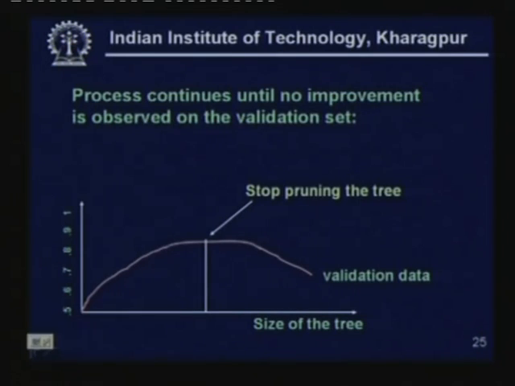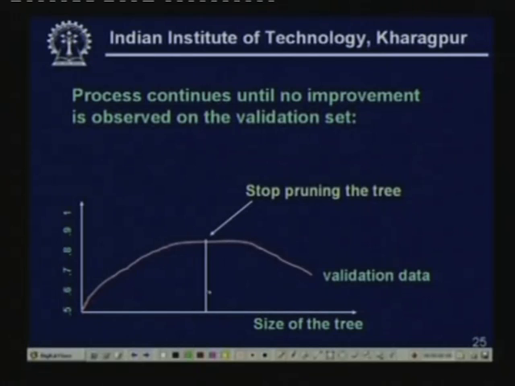So this can be illustrated by this curve. This is the size of the tree, and we find the accuracy on the validation data. As we reduce the size of the tree, we start with this tree where accuracy is this. As we prune, we see that initially the accuracy is going up and then the accuracy goes down. So we stop pruning the tree here.